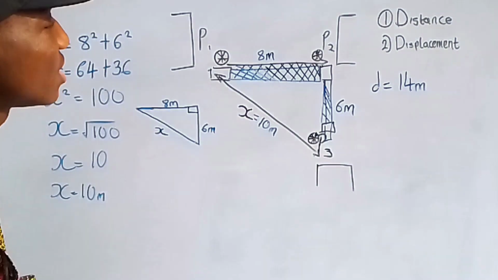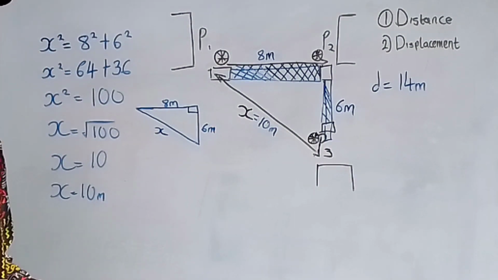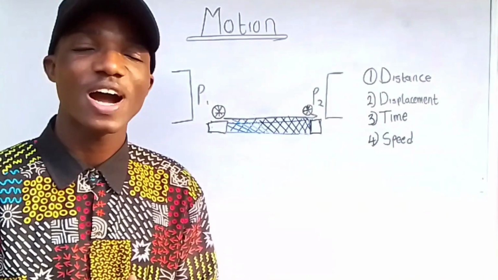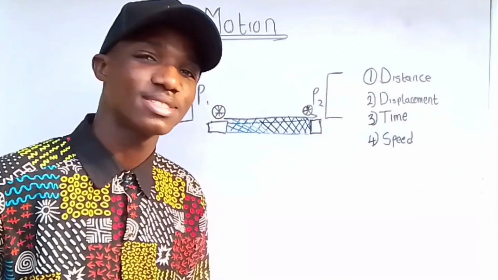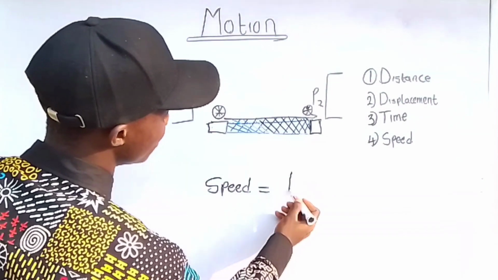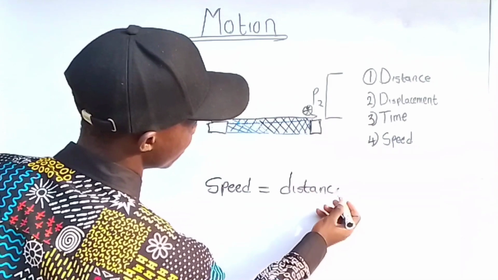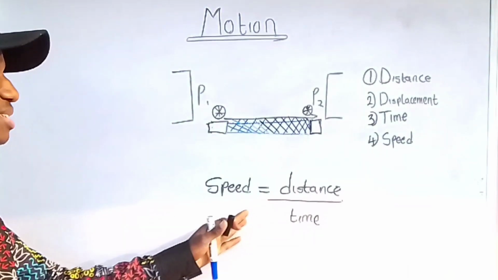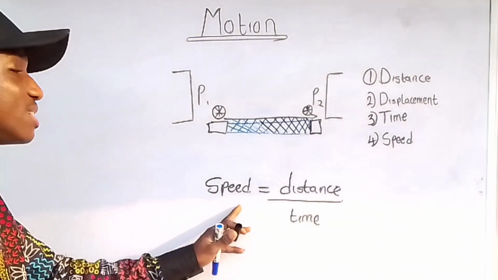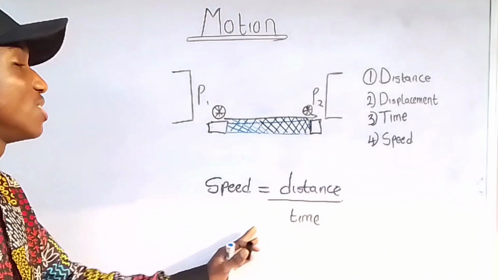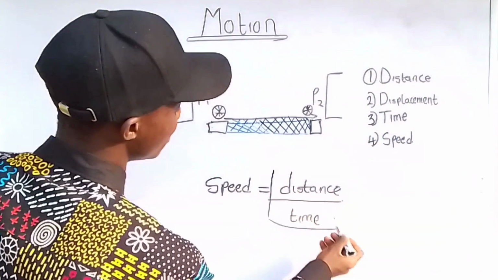Another descriptive term of motion that we're going to talk about is speed. Speed refers to the distance traveled by a body with respect to time. The speed of an object tells us how fast the object is traveling, and it is expressed mathematically as speed equals distance all over time. So if you remember this formula, this is the relationship that exists between speed, distance, and time. Speed is directly proportional to the distance and inversely proportional to the time. So therefore, if you remember this formula, you can easily calculate your speed.